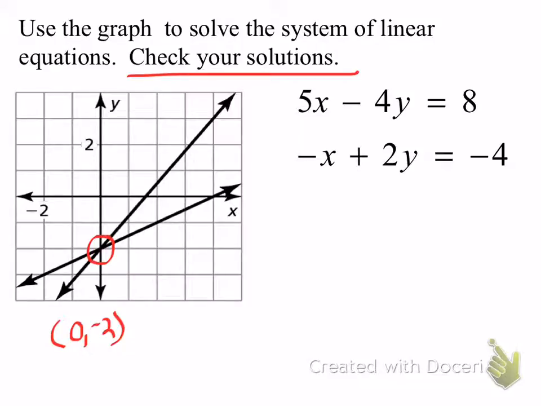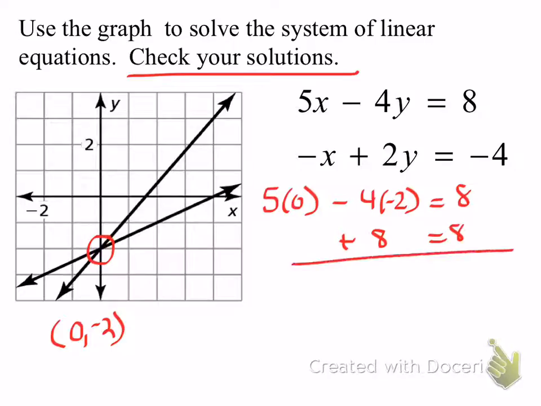0, -2. Now, the second part of it says check your solutions. That's your work that proves your point. So I'm doing 5 times 0 minus 4 times -2 equals 8. Then I do -8 equals, +8 equals 8. Does that work? Check. Makes it true.